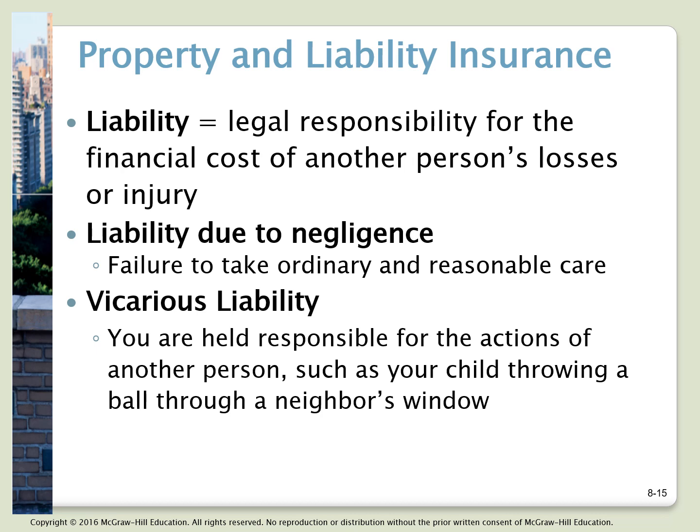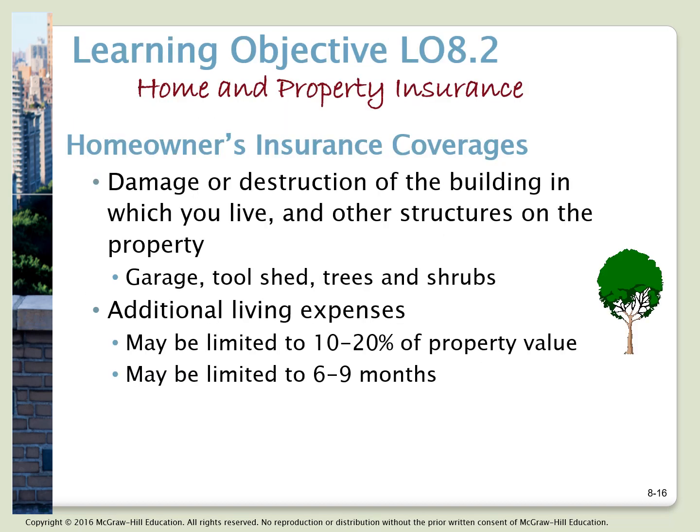Vicarious liability: you are held responsible for the actions of another person, such as your child, vicarious, living through someone, such as your child throwing a ball through a neighbor's window. So you're responsible for your dependents, for your children's actions. If they cause harm to someone, you would be held liable for that financially, etc.